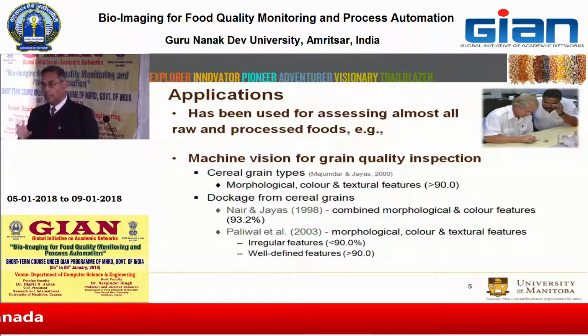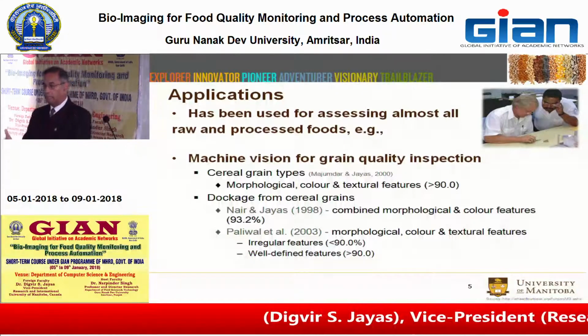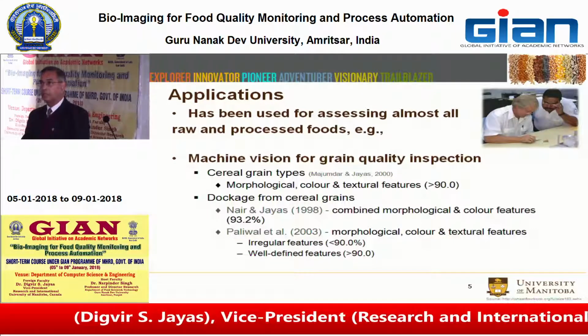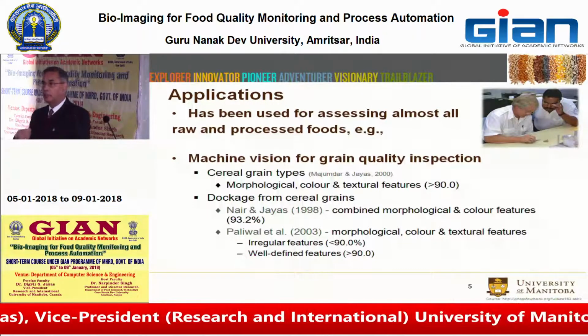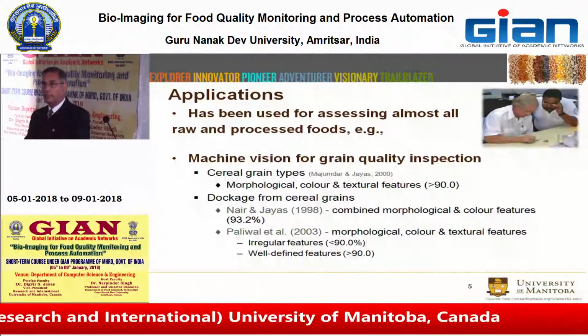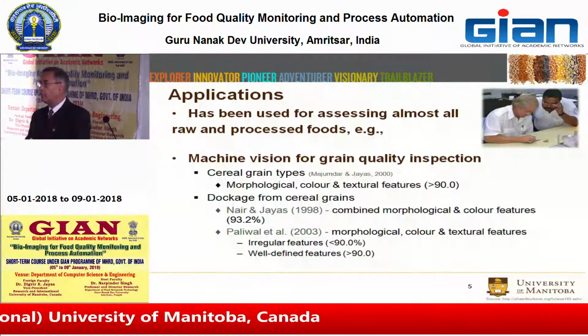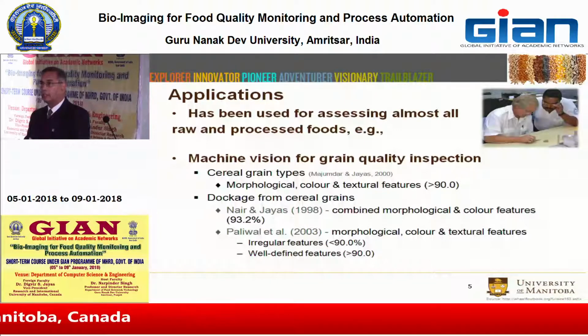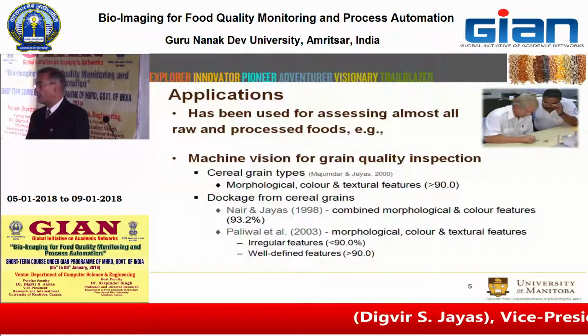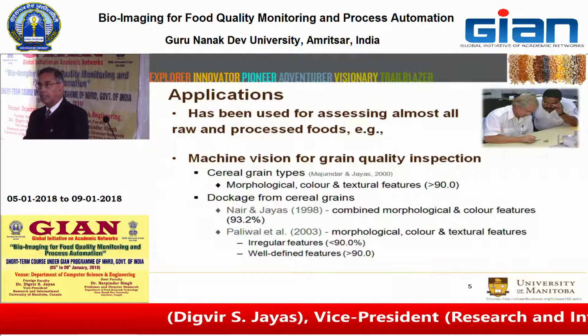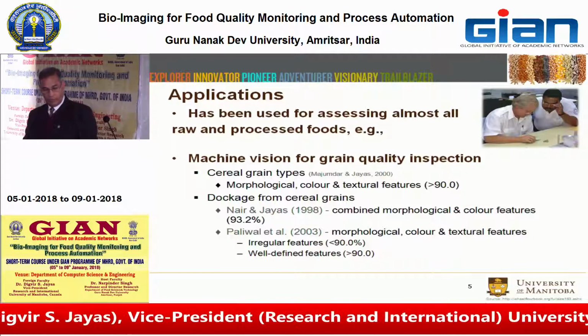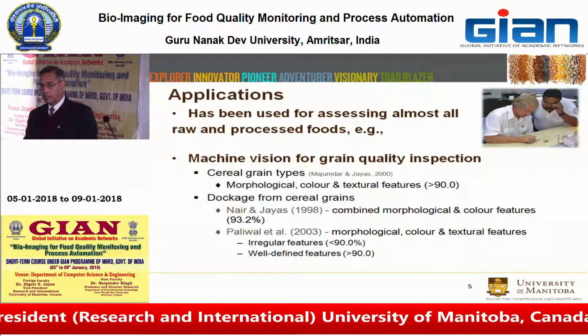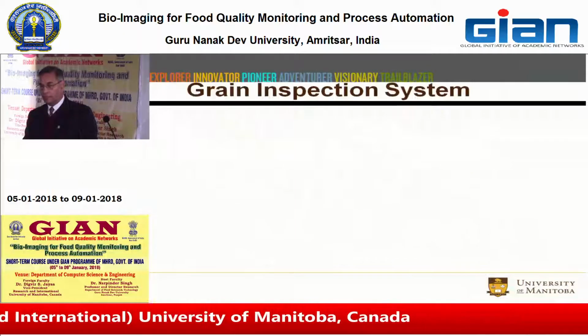Okay, so keeping in mind the visible spectrum, the classification of objects or assessing the quality has been done for almost any type of fruits, vegetables, processed foods, even the intermediate steps in the processing. So many applications are there in the literature for the visual spectrum.